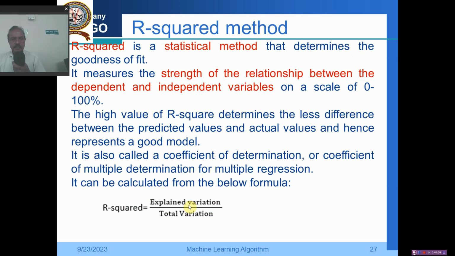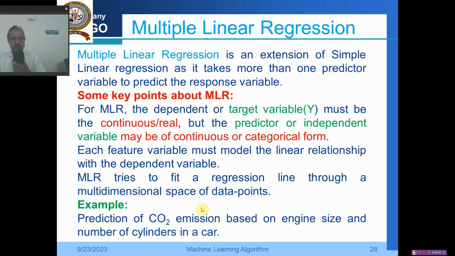Is it clear? Then we use R squared. This is a statistical method that determines the goodness of fit. It measures the strength of the relationship between the dependent and independent variables, and is represented on a scale of 0 to 100%. A high value of R squared means less difference between the predicted and actual values, and hence represents a good model. It is also called the coefficient of determination, or coefficient of multiple determination for multiple regression. It can be calculated from the formula: R squared is equal to explained variation divided by total variation.